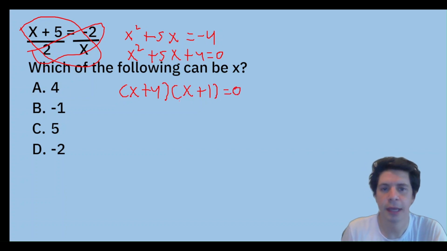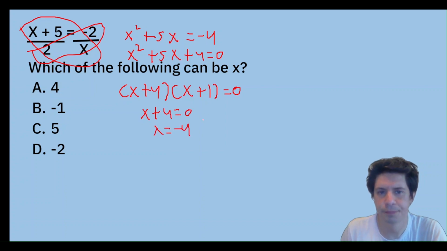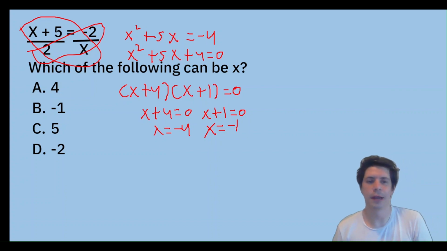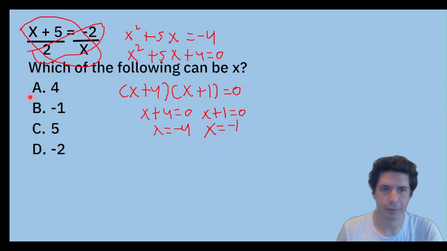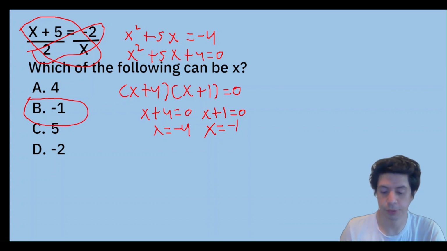So the zero property, if any individual part is 0, so x plus 4 equals 0. So x equals -4. And x plus 1 equals 0. X equals -1. So our two possible answers are -4 and -1. We have +4, but that's not an answer. We have -1, which is our answer, and we have 5 and -2, which aren't our answers. So we're going to go with B. Okay, great.